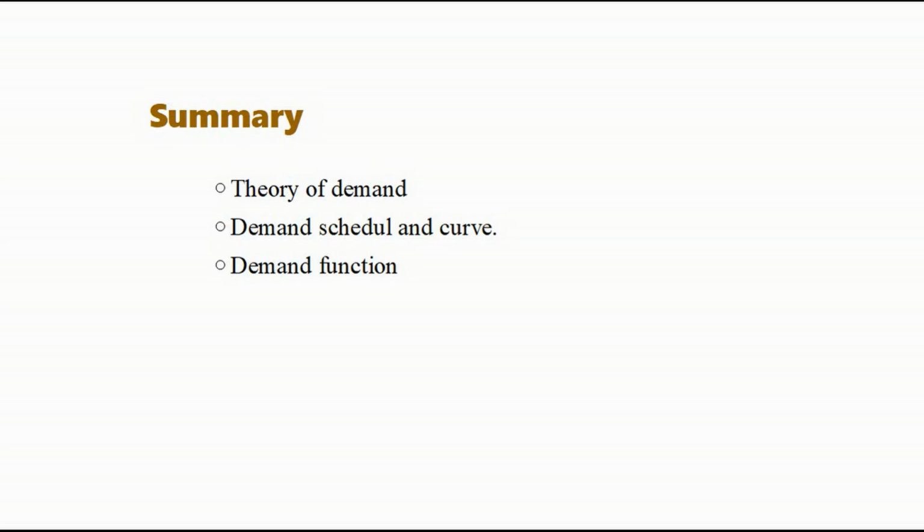Finally, we have dealt with the demand function. Demand is influenced by a number of various factors. Among them, we have seen that the price of a commodity is one of the major factors which influences the quantity demanded. Price of substitute goods, price of complementary goods, income of consumers, and taste and preference of consumers are the major factors which affect the quantity demanded. Demand is a function of all these factors. This is what we saw in today's session.